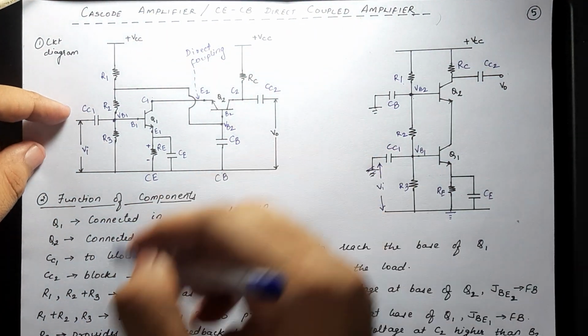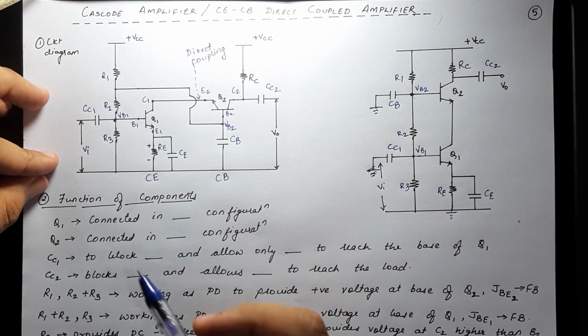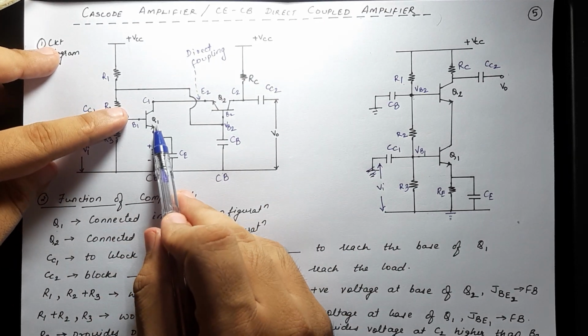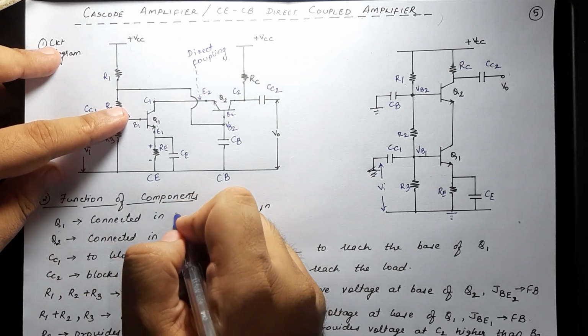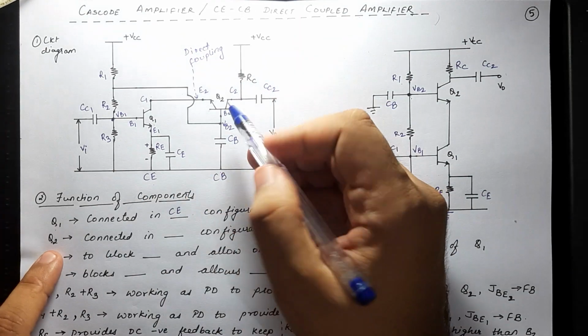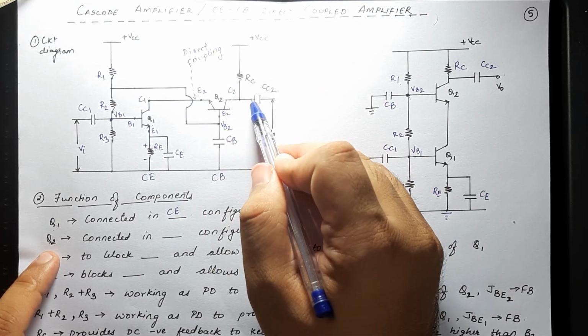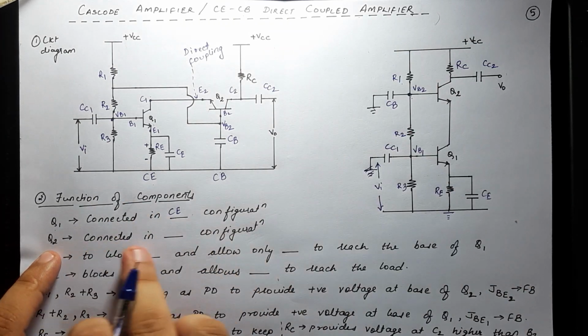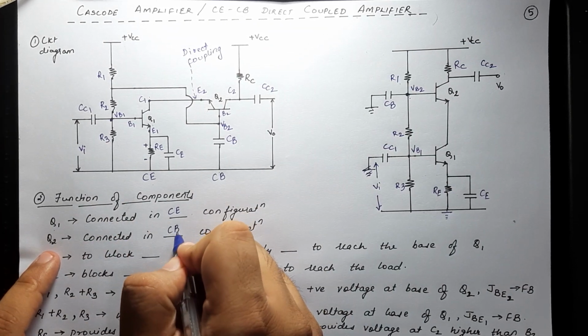Now let us fill in the blanks as we usually do in a regular lecture. First of all, Q1, the first transistor, is connected in which configuration? CE. Hence Q1 is connected in CE configuration. Q2 is over here: the input is at the emitter, the output is from the collector. The base terminal is common to both input and output, hence it is connected in CB configuration.